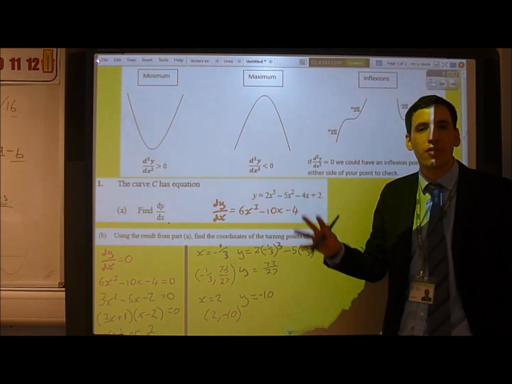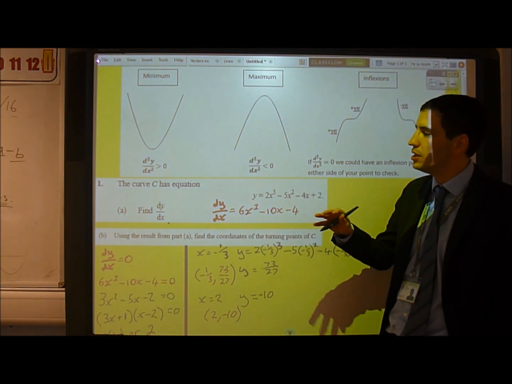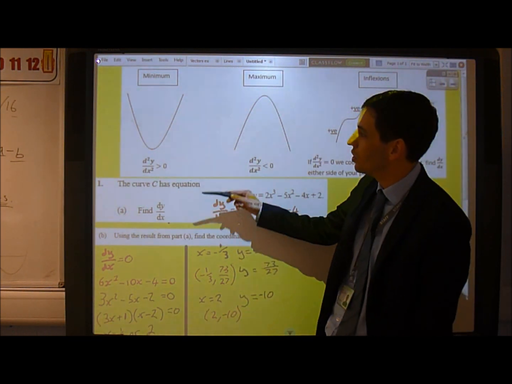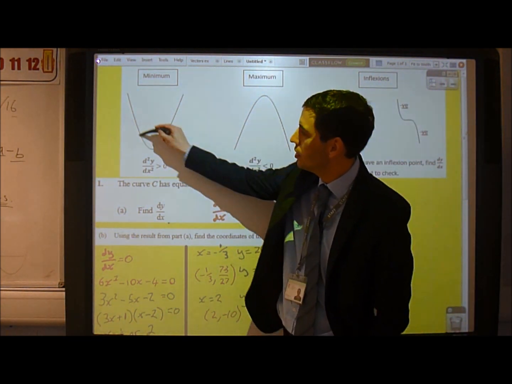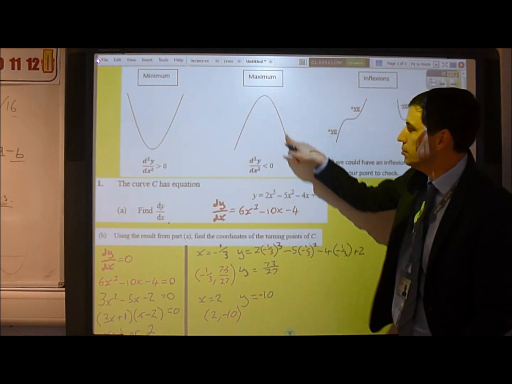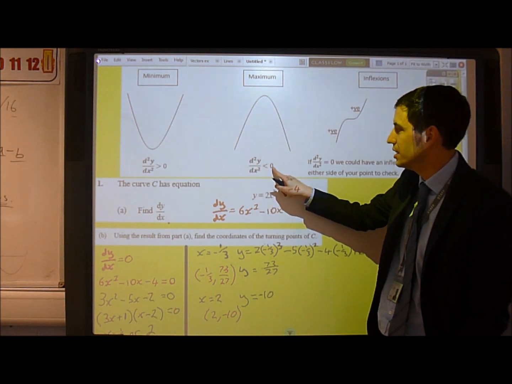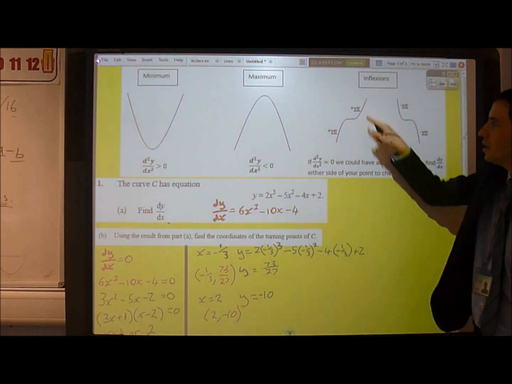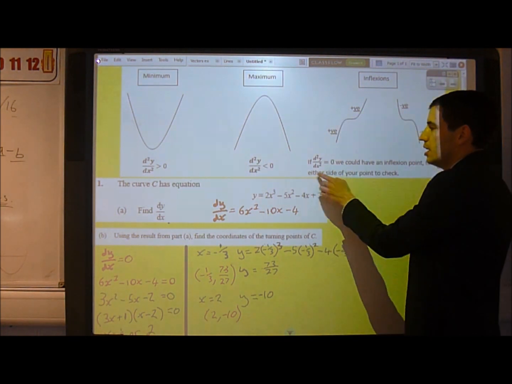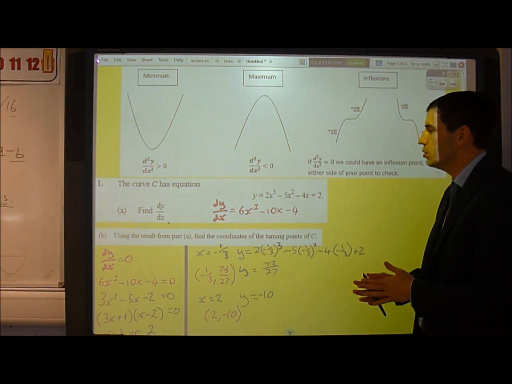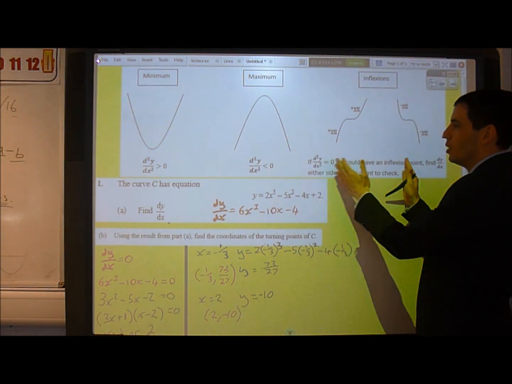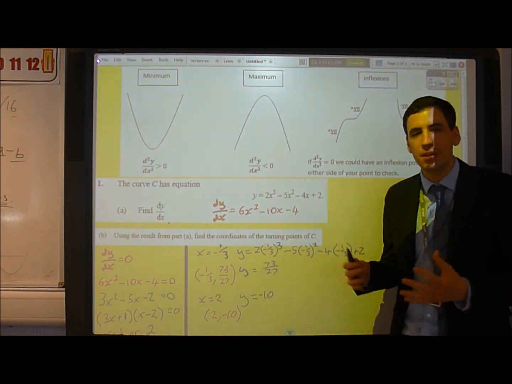Okay, so we're going to look at differentiation here, and this is what I'd call your sort of starter basic differentiation, and it's going to test your knowledge that you know that a minimum has a second differential greater than 0, a maximum has a second differential less than 0, and this weird thing, we call it a point of inflection. It's where it looks like it's going to turn but doesn't, and that's got a second differential which is equal to 0.